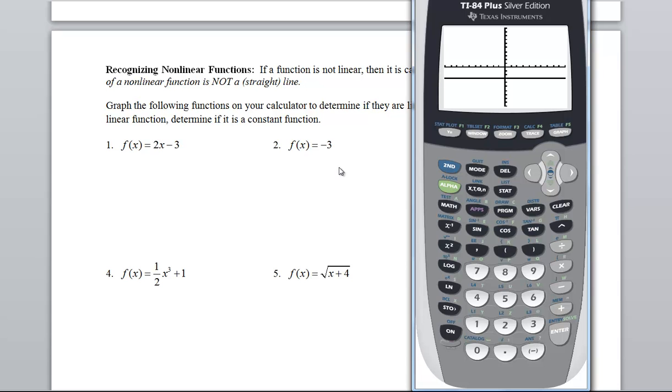Now when it says determine if it's a constant, what that means is regardless of what x I put in, it's always going to be negative 3. F of 0 is going to be negative 3. F of 5 is going to be negative 3. So it's constant. It does not change. So if I have a slope of 0, or I have a horizontal line, it is a constant function.